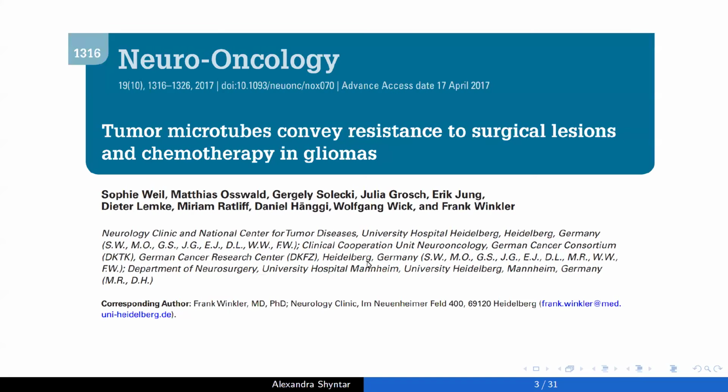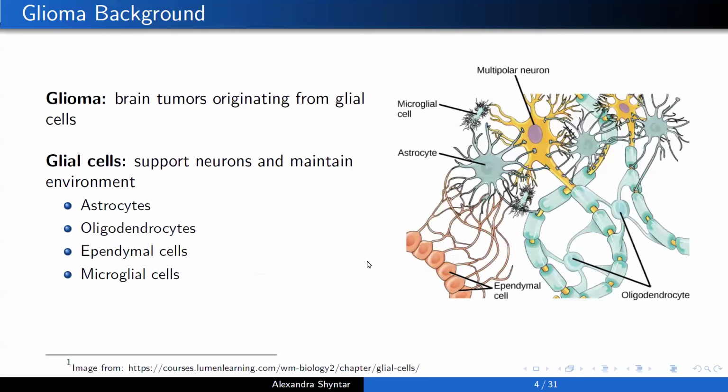This is a follow-up paper to the 2015 Oswald paper, where they discovered that glioblastoma cells can form tumor microtubes when implanted into mice. So in this paper, they tested various treatments. Before getting into the paper, I will do a glioma background again for like the third time.